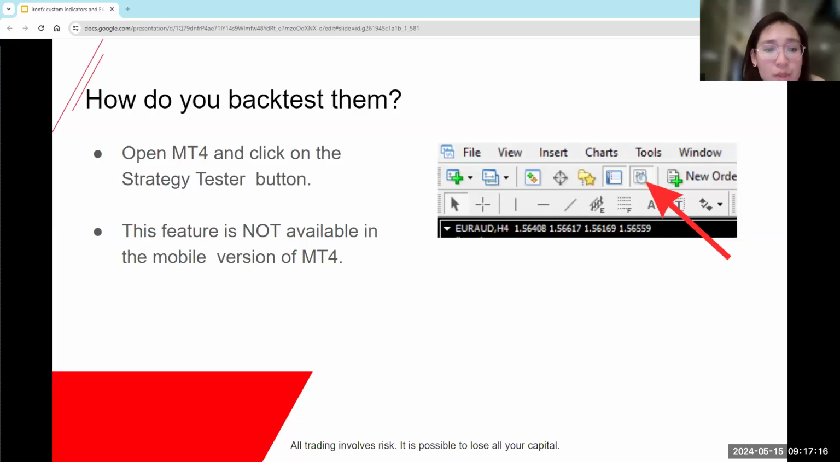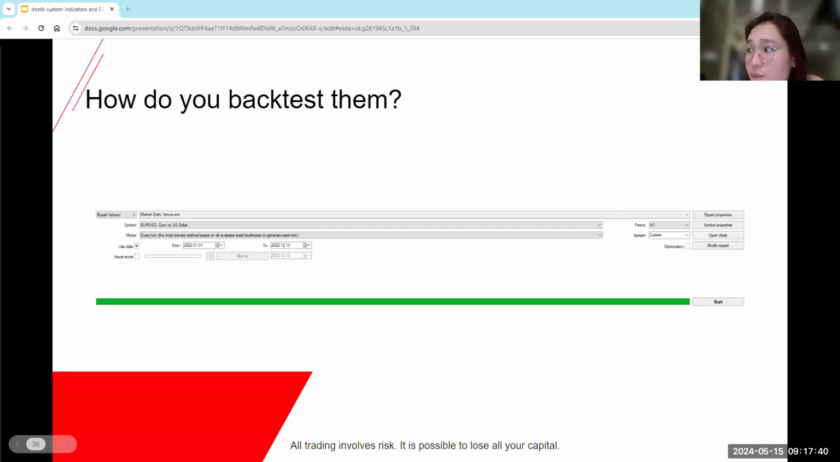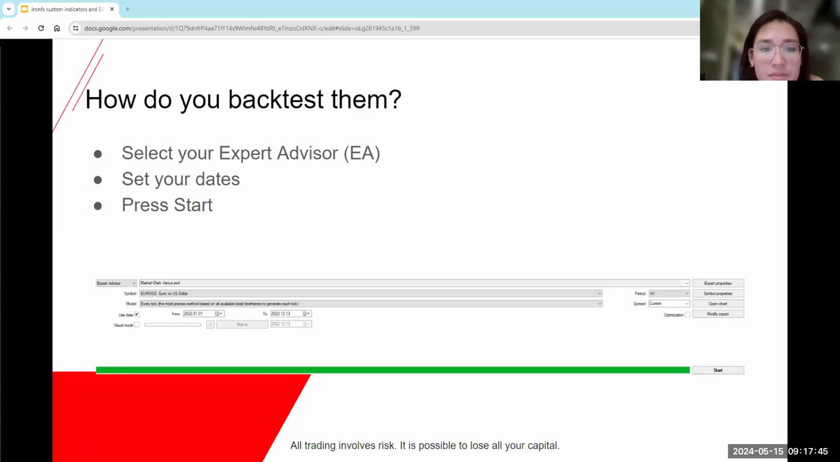Okay, so you basically want to open your MT4 and click on the strategy tester button over here. But this feature is not available in the mobile version of MT4. Okay, and then this is what it'll look like. Click on Expert Advisor, input the EA that you're looking at. Okay, and then once it fully loads, you can click on Start. So basically these are the steps: select your EA, set your dates, and press Start.